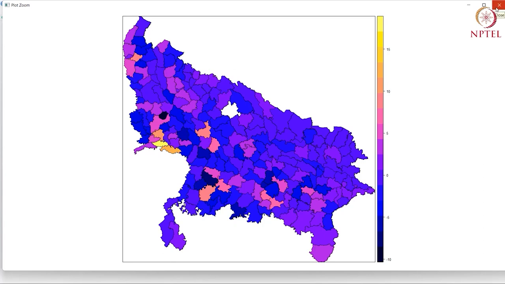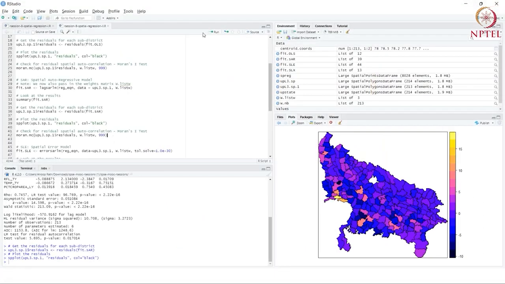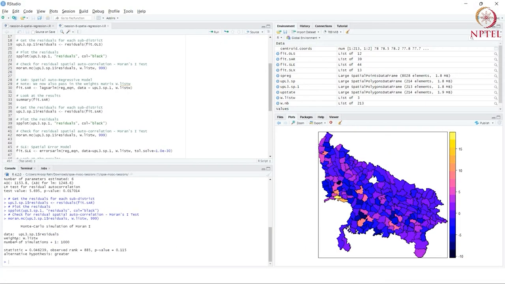It's a different picture from the previous one, but we still don't know. So we can run a Moran's I test and see. Now we see that the Moran's I test is actually not even that significant, and the statistic has a very low value. It's close to zero, 0.04.